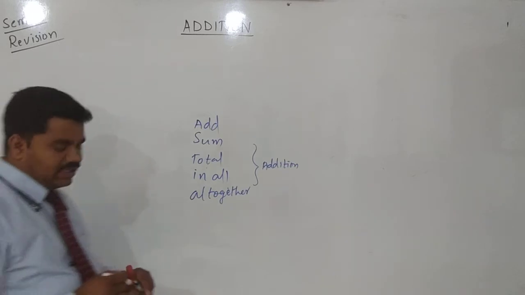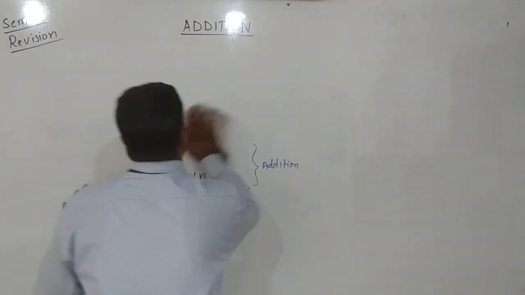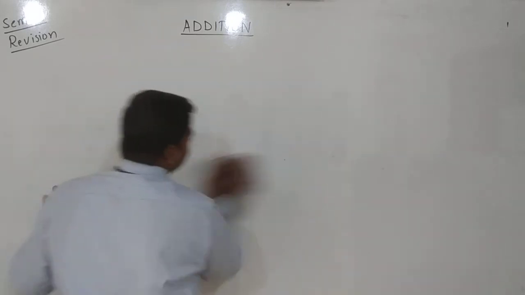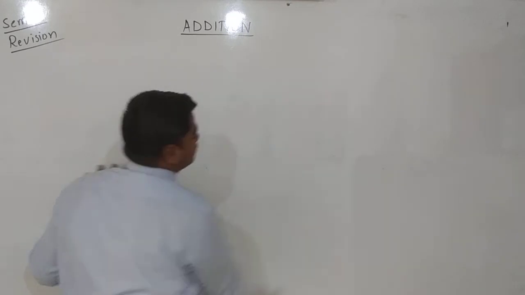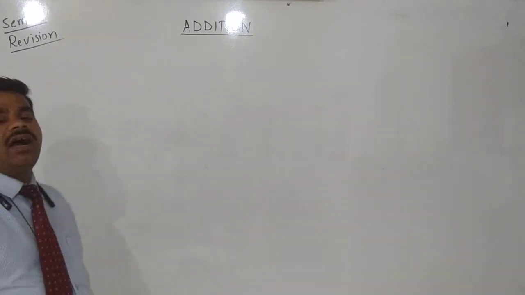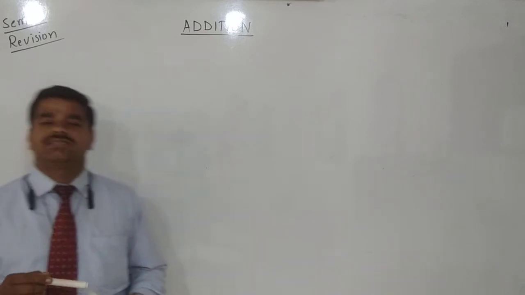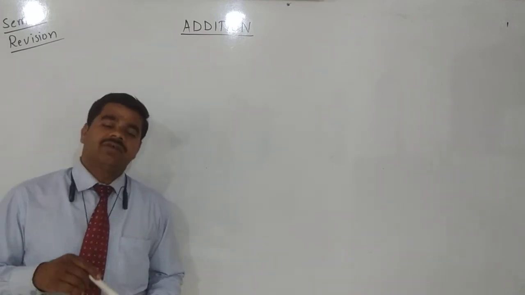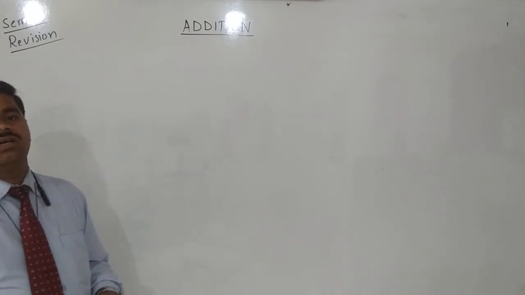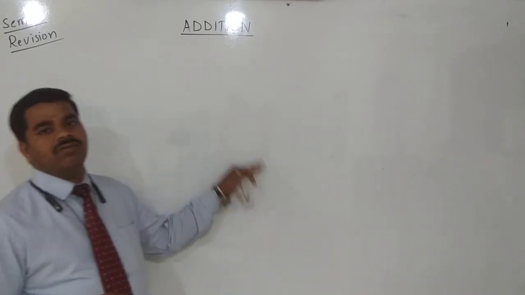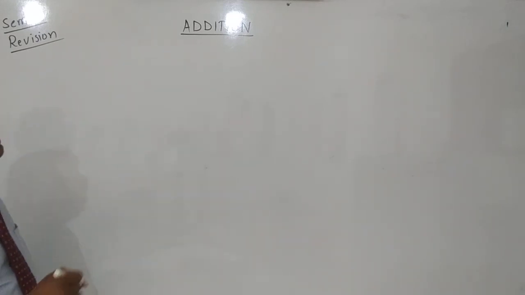Now, first, the terms of addition. The numbers that we are adding, those numbers we call the addends. Then after adding, what answer will you get? That answer we call the sum. We can call that answer a sum or a total. Here, find the sum.